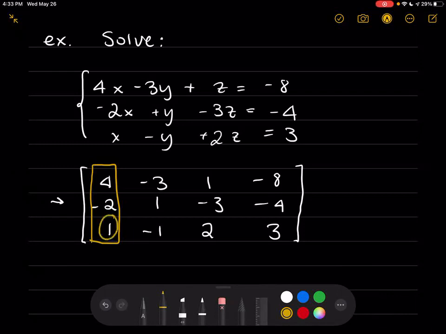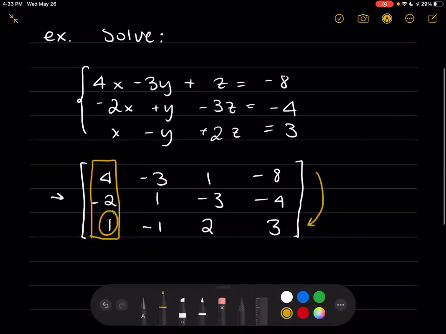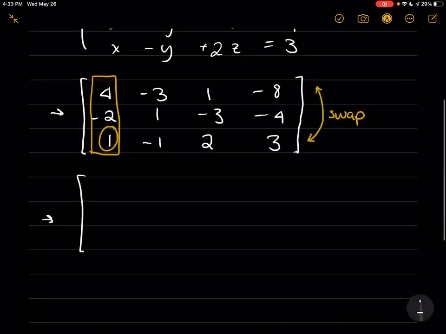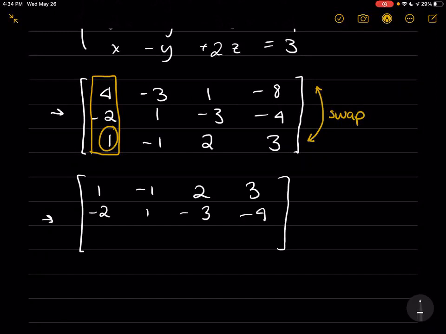Because there's already a 1 here, it's easiest to move that 1 up to the top, rather than trying to force the 4 into a 1. I don't want to deal with fractions, so I'm going to swap them. We'll swap the first and last rows. When we do that, our matrix becomes 1, -1, 2, 3, which was our last row above. The middle row stays the same, and our last row becomes 4, -3, 1, -8.